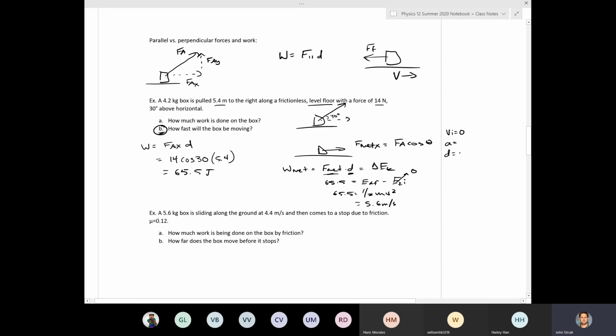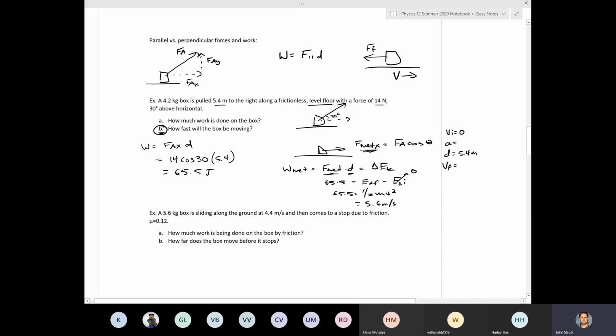Okay, let me think about this. D is 5.4 meters. We want to know VF. Yeah, we need A. So A would be based off of the F net X, which is just FA cos theta, and then divide that by mass because F equals MA. So F divided by M is A. And so that's pretty much what we're doing.